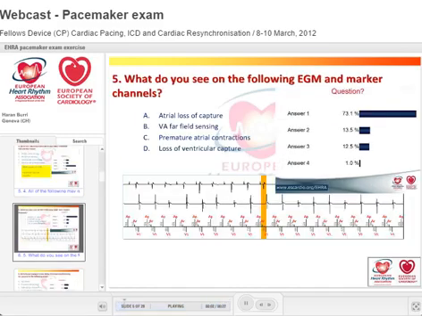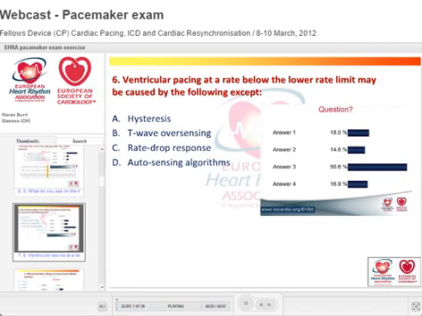Okay, question number 5. What do you see on the following EGM and marker channels? So go ahead and vote. Okay, so good, 73%. That's pretty straightforward. You can see the atrial pacing, and you still have the atrial sensing behind, so very clearly loss of atrial capture.